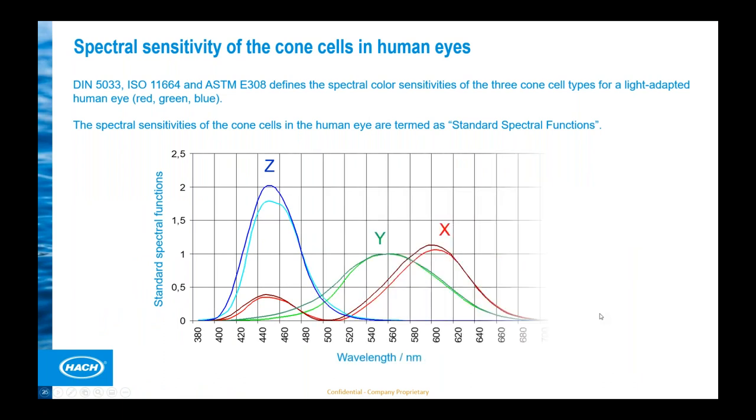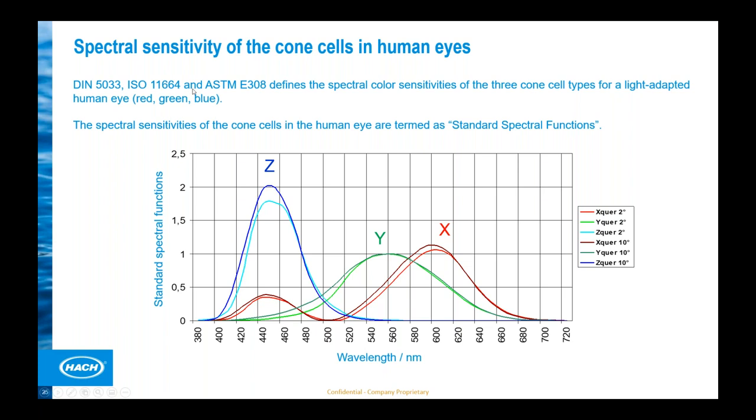We can find that also in a spectral graph. So this is part of the ISO and ASTM standard. These are real numbers given in these standards, but here in a graph you can see that more visually. The three types of cones for red, green, and blue, and the difference between the 2-degree standard observer and the 10-degree standard observer. And as I mentioned, with the 10-degree standard observer, there is more contribution of the bluish cones, so that means the sensitivity is a bit higher for the 10-degree standard observer than for the 2-degree standard observer. The values behind these graphs are stored in the instrument and used for each measurement, depending on if the 2-degree or the 10-degree standard observer is selected.